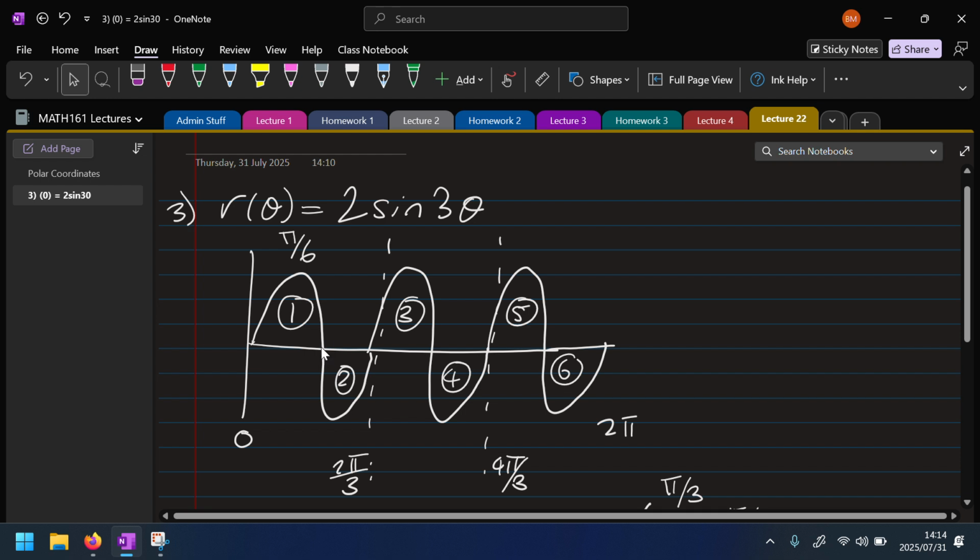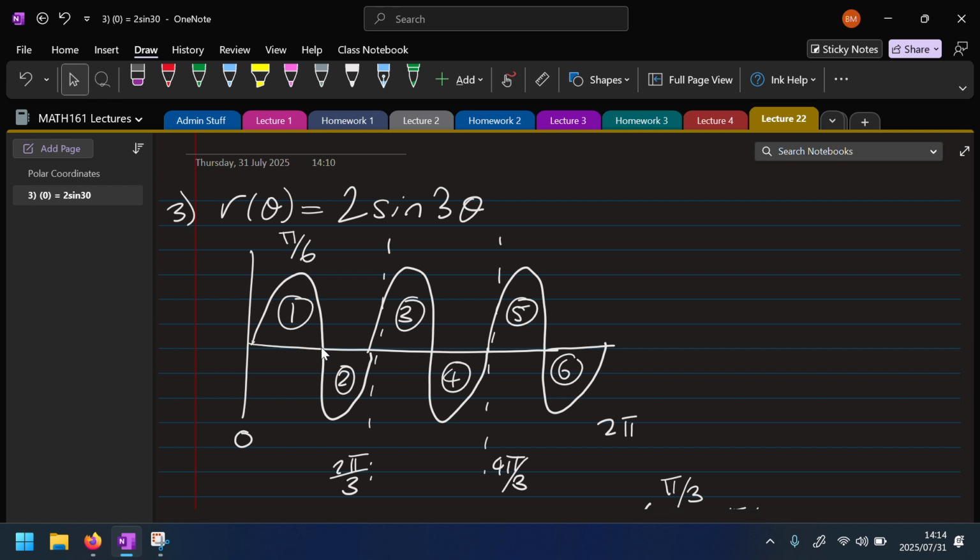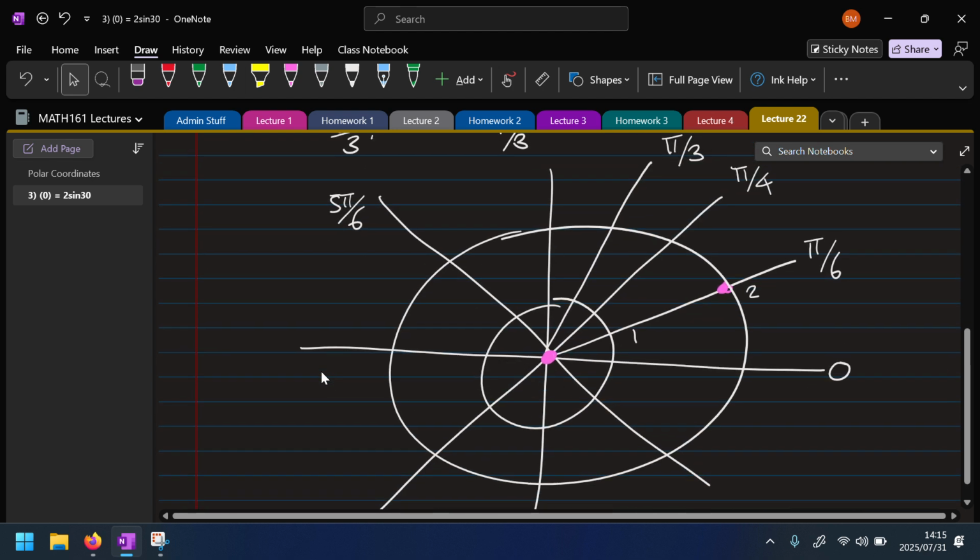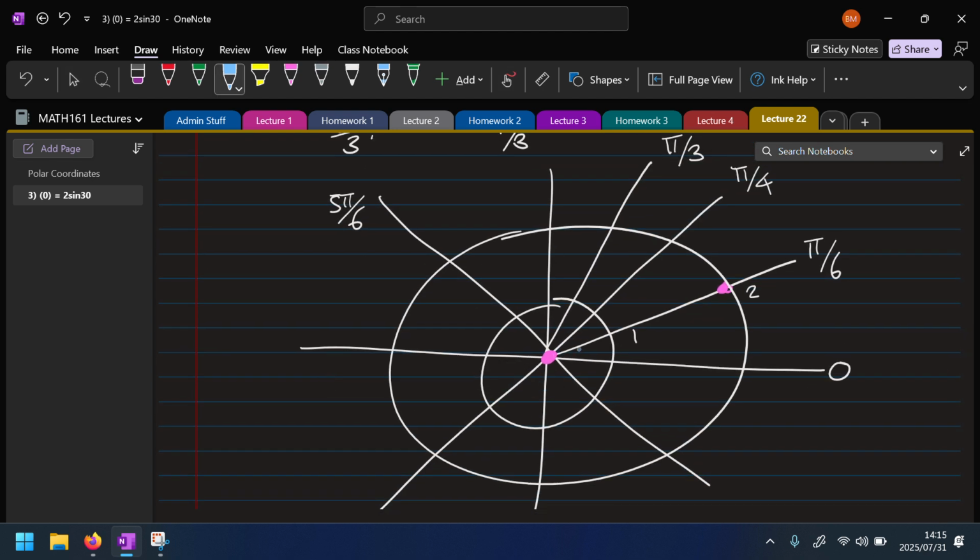Okay, so again, we start at 0, radius 0, then it's going to go up to radius 2, and then back down to radius 0. So just think about that. So it's 0, out to 2, back to 0. So let's try plot that. So it starts at 0, out to 2, and then back to 0.